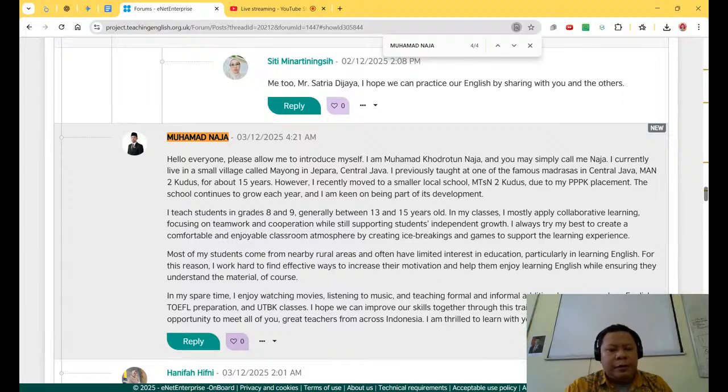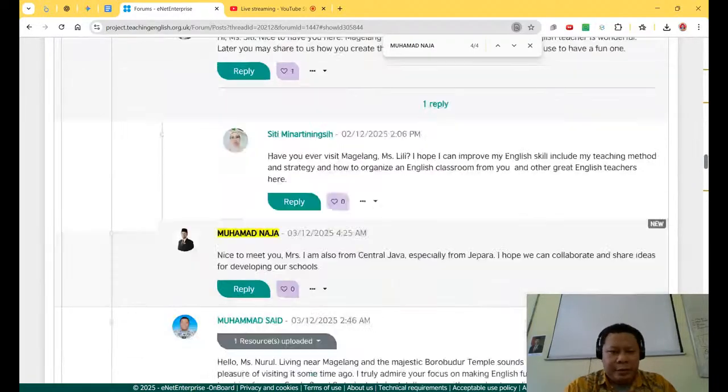In my spare time, I enjoy watching movies, listening to music, and taking informal education courses such as English level preparation and UTBK classes. As we can improve our skills together through this training, it's an invaluable opportunity for all of you. I'm excited to learn with you. Jepara, okay. Jepara, Central Java. That's very important.